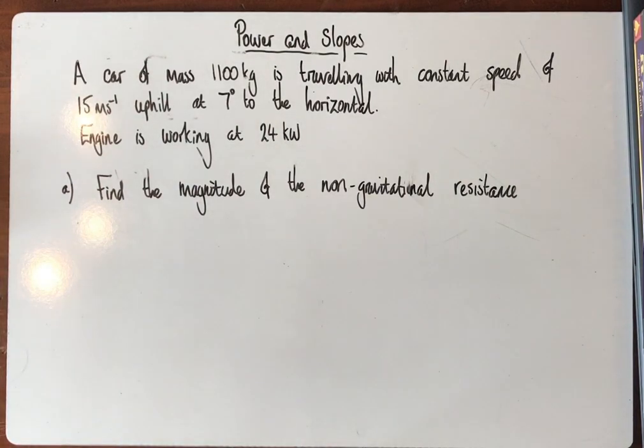Right, so just moving into working with power questions and slopes as well. So we've got a car of mass 1,100 kilos travelling with constant speed of 15 metres per second uphill at 7 degrees to the horizontal, and the engine is working at 24 kilowatts.